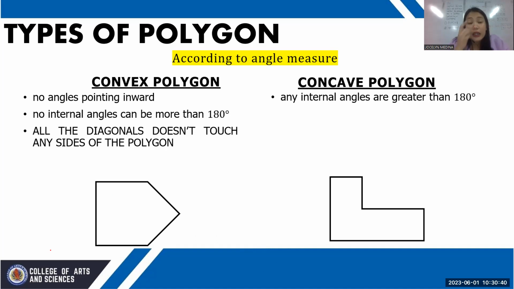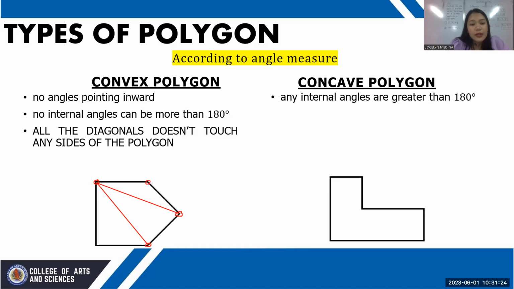Tignan nyo lang yung mga interior angles. Dapat wala kayong interior angle na more than 180. Or the easiest way possible is you look at the diagonals. Sabi ko kanina, diagonals are lines that connect two non-adjacent vertices. Ibig sabihin, for example, itong vertex na to, yung mga vertex na hindi niya katabi is ito, and then dito. So yung line that connects them is a diagonal.